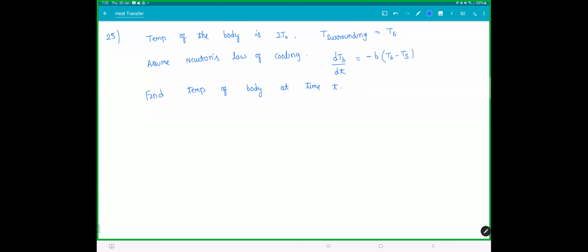Let's see. So dTB by (TB minus TS) is equal to minus B dt, integrated on both sides. Time is 0, temperature is 2T naught. When the time is t, temperature is some TB. So this will be ln (TB minus TS), limits going from 2T naught to TB. This will be minus Bt.